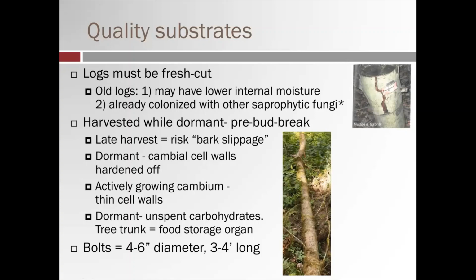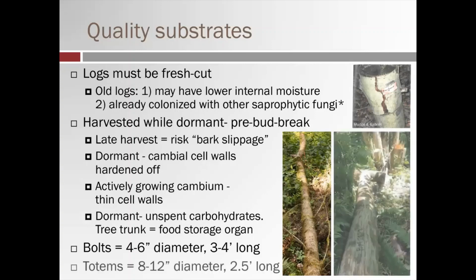When you're cutting bolts, you're looking for generally trees that on average are measuring 4 to 6 inches in diameter, and each individual bolt is cut at about 3 to 4 foot long. For totems, you're actually using a larger diameter tree. So you're looking at 8 to 12 inches on average diameter. And you're looking to cut it in length at about 2 1/4 to 2 1/2 foot long.